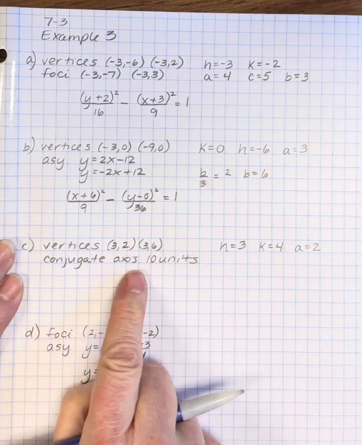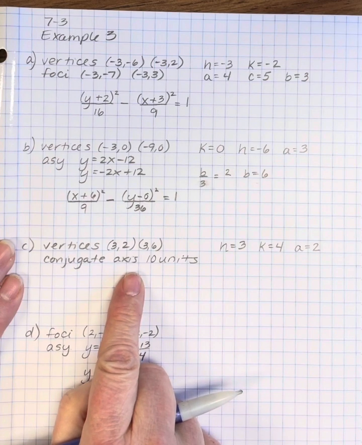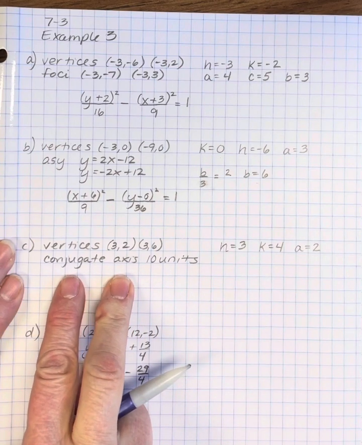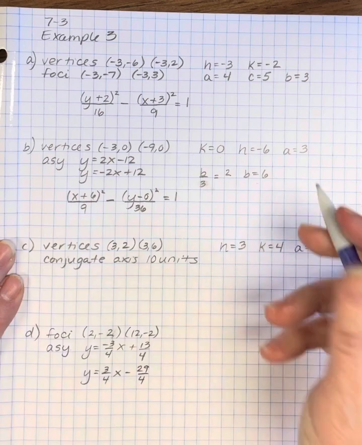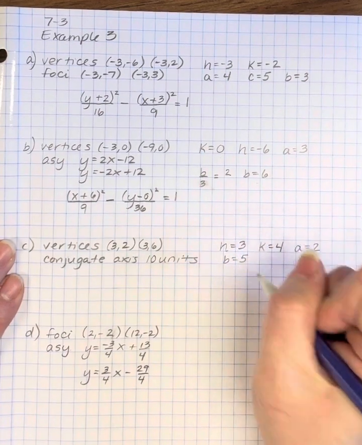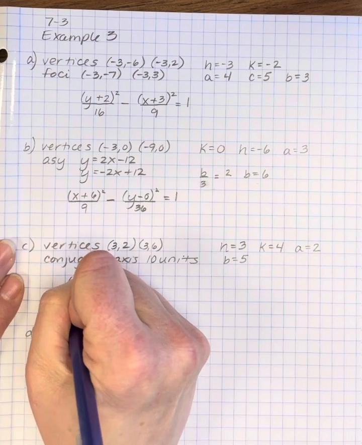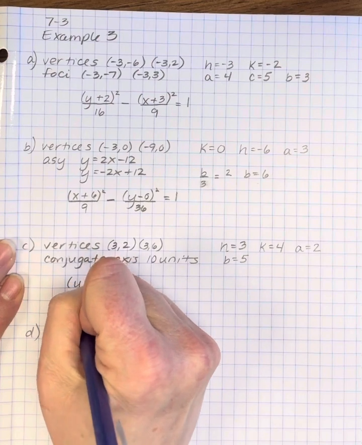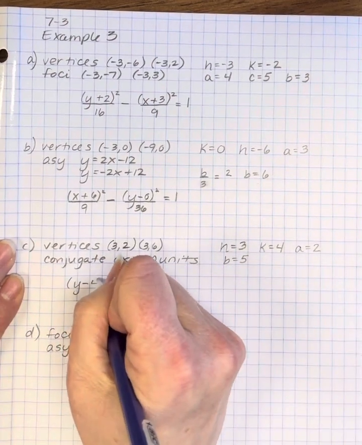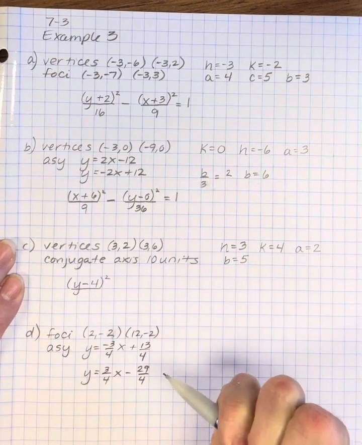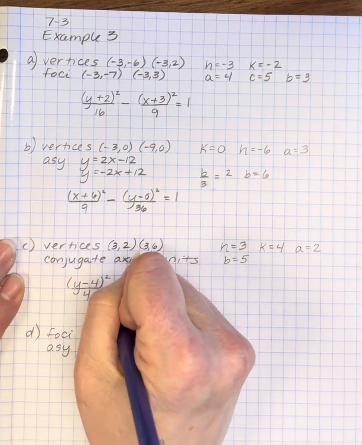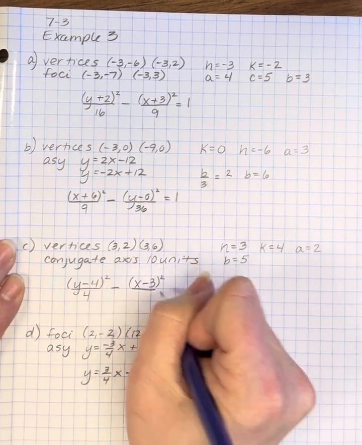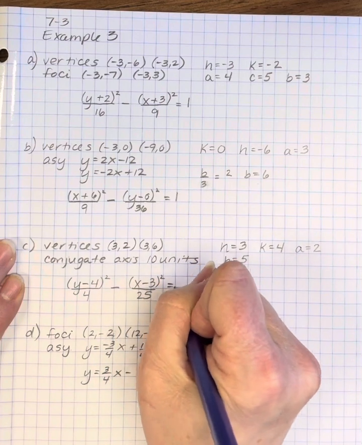My conjugate axis, that imaginary axis we talked about way back in the beginning, the conjugate axis is 10 units long. The length of my conjugate axis is 2b, so therefore b is equal to 5. Now this one was back to being vertical, so y is going to go first. So I have y minus k squared over a squared minus x minus h squared over b squared equals 1.